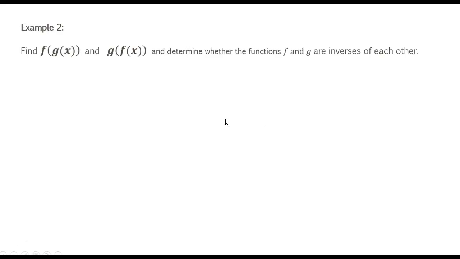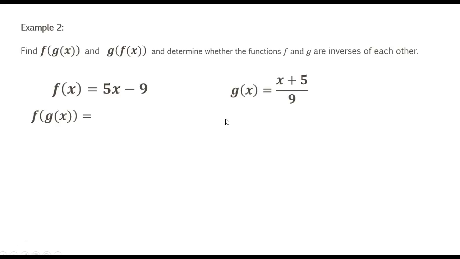Let's look at another example. So same directions, find f composed of g of x and g composed of f of x and determine whether the functions f and g are inverses of each other. This time I'm going to let my f of x equal 5x minus 9 and g of x equal x plus 5 over 9. F composed of g of x, we take our f function, and everywhere there's an x, we need to substitute the g function. The g function is x plus 5 over 9.